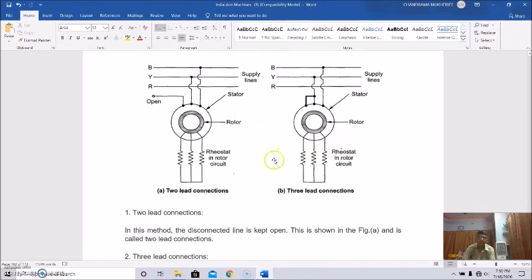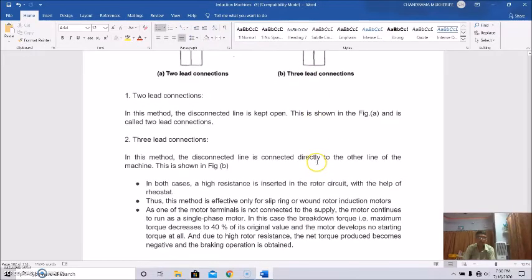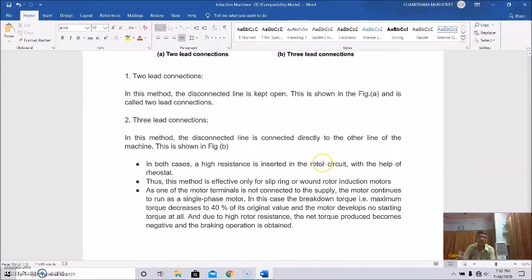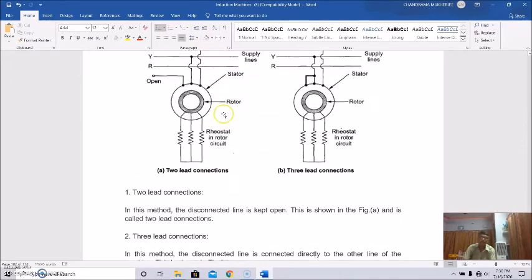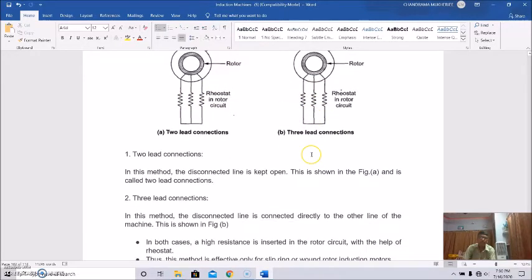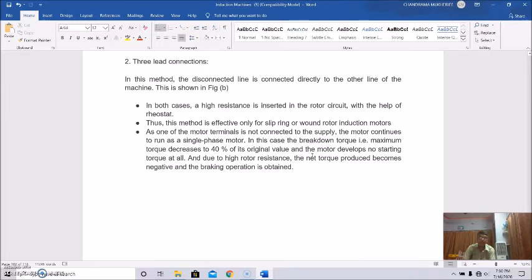This is the rotor circuit rheostat, and that means this motor is slip ring type in both cases. In both the cases, high resistance is inserted in the rotor circuit with the help of this rheostat, and thus this method is effective only for slip ring or wound rotor induction motors.